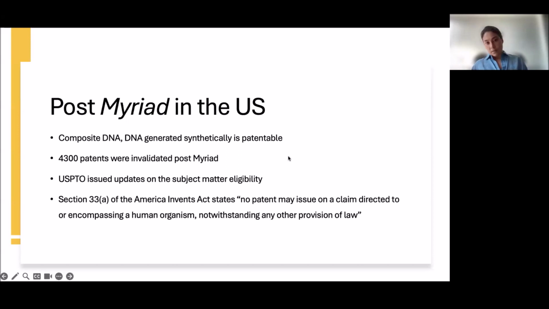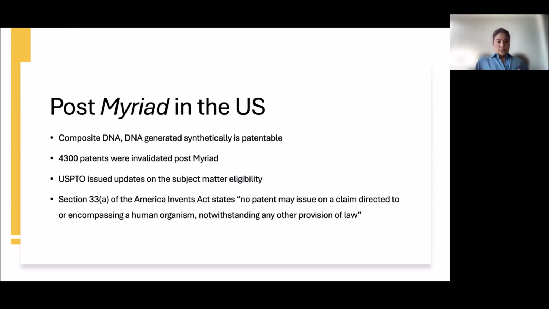And the US Supreme Court invalidated Myriad's product claims on these genes. But the synthetically produced DNA was allowed, so it's still patentable. And after the case, 4,300 gene patents were invalidated. In line with this decision, the US Patent and Trademark Office had to update the subject matter eligibility guidelines to guide patent applicants who are going to seek the same kind of subject matter protection.